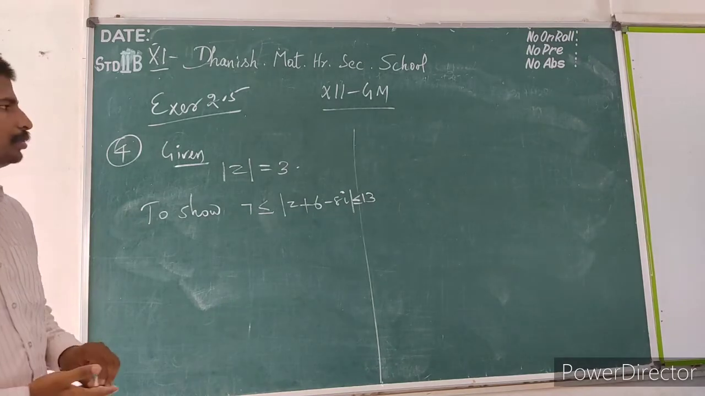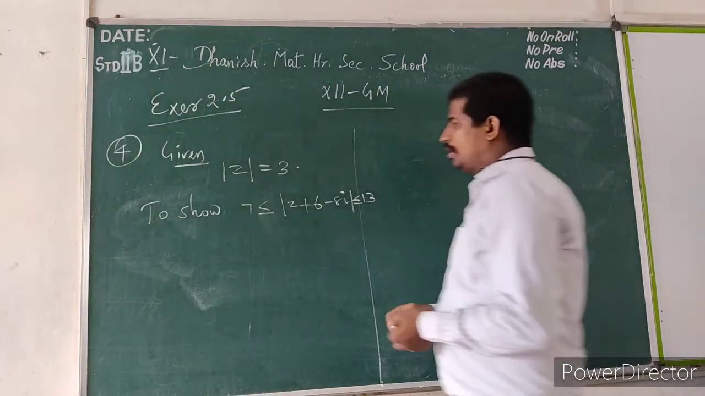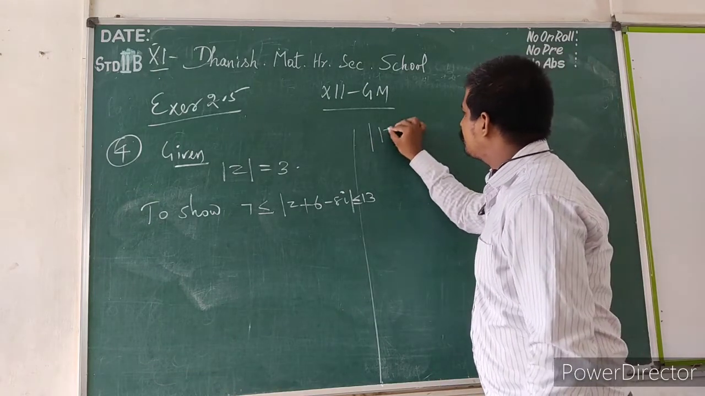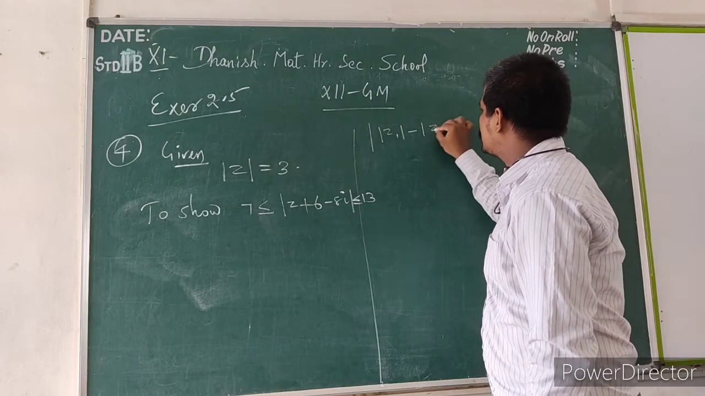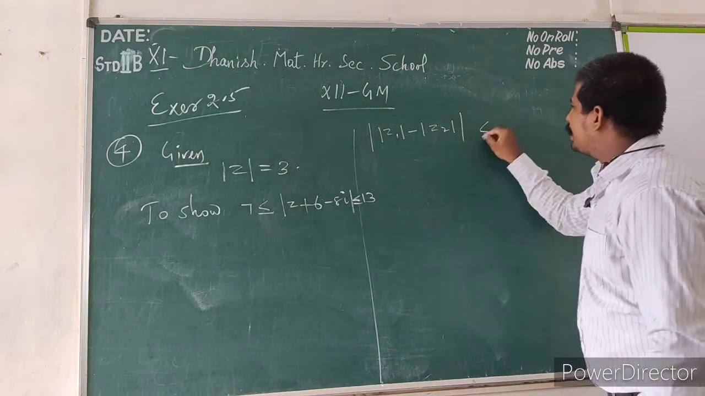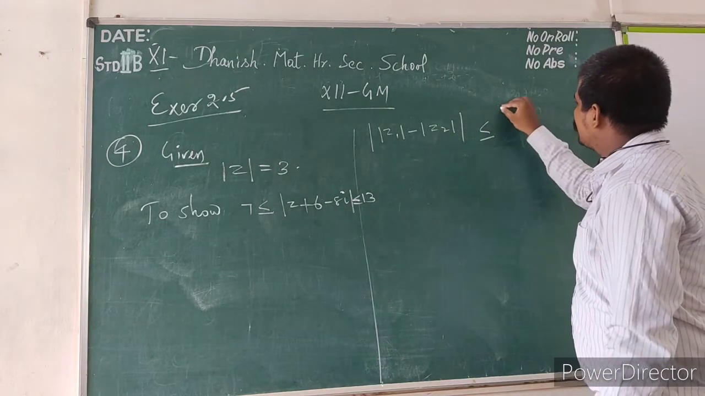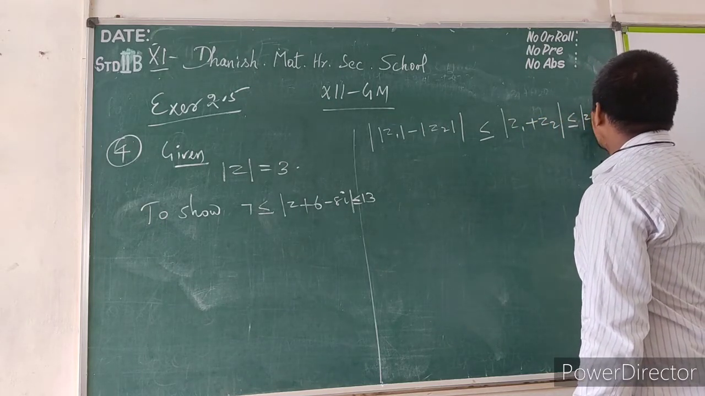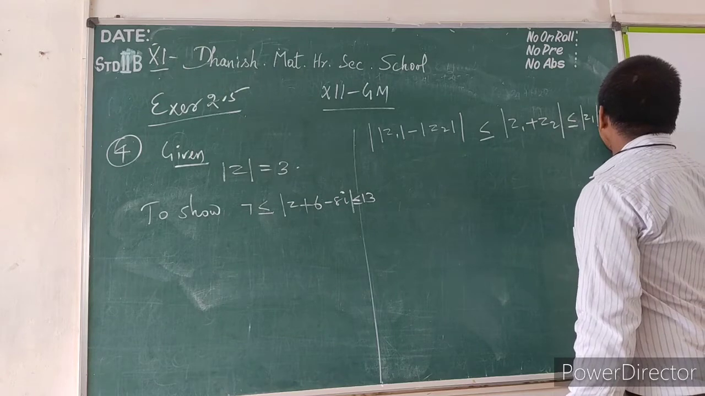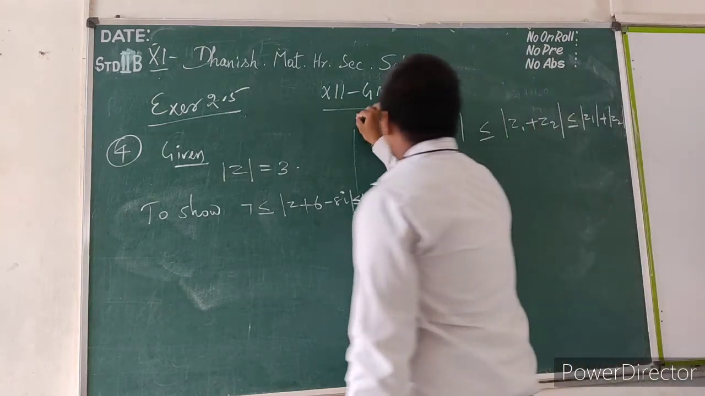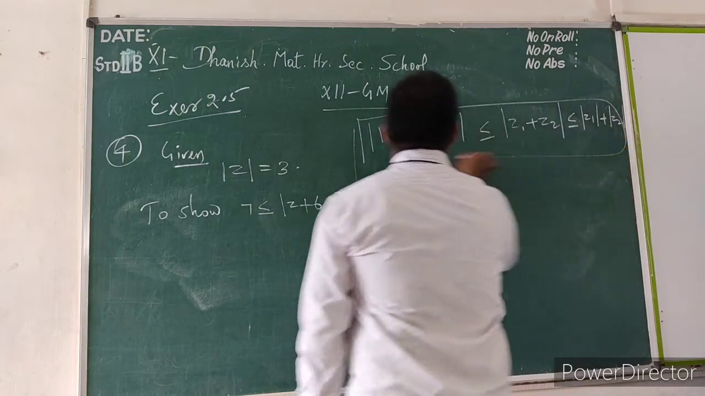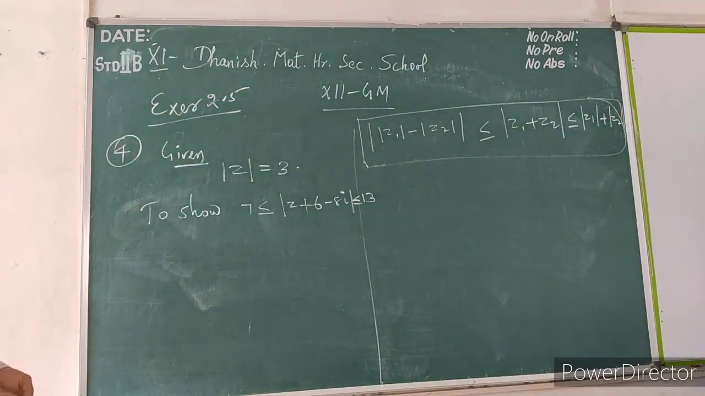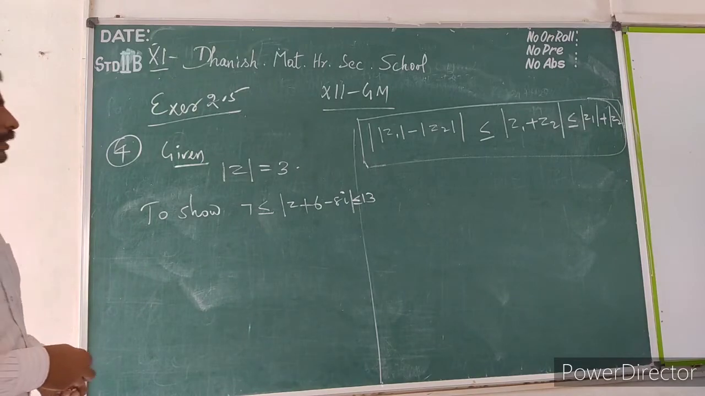For this I am going to use one property: modulus z1 minus modulus z2 is less than or equal to modulus z1 plus z2, which is less than or equal to modulus z1 plus modulus z2. Here we are going to use this property in order to prove the required result.